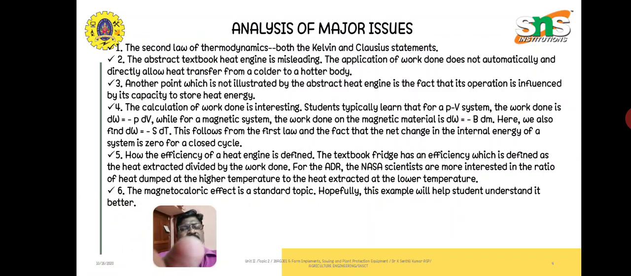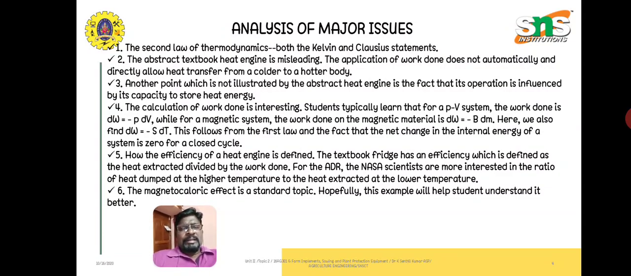To talk about the major issues, the second law of thermodynamics, both the Kelvin and Clausius statements, is to be discussed and known very well. Then the abstract textbook heat engine is misleading. That means the textbook itself is misleading the students. The application of work done does not automatically and directly allow heat transfer from a cooler to a hotter body. That means when a body is in cool condition, we can't say it automatically moves from the cool body to the hot body.